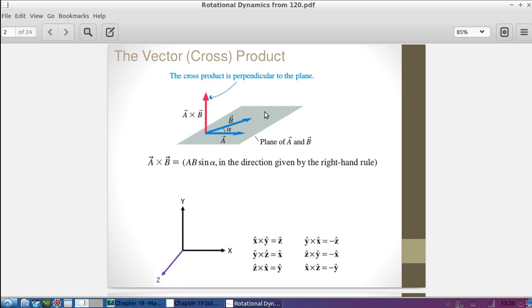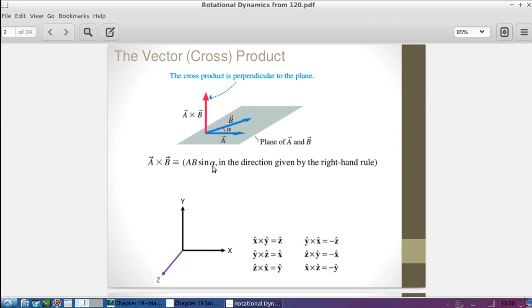So if this was like the XY plane, the cross product of these two vectors that are lying on the XY plane would be in the Z direction. Right? So it's perpendicular to both of these vectors. It's always going to be perpendicular. Its magnitude depends on the angle between the vectors. So the cross product is AB, the magnitude of A times the magnitude of B, times the sine of alpha, in this case, the angle between the two vectors.